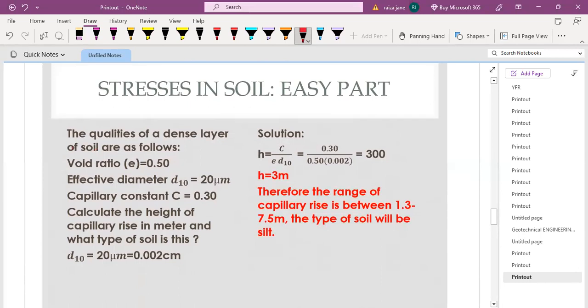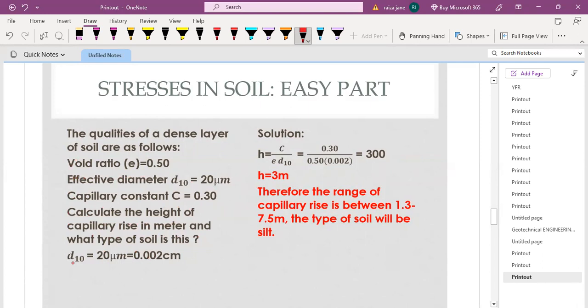So, in this situation, or the problem rather, the quantities of the dense layer of soil are as follows. We have given here the data: void ratio is equal to 0.50, the effective diameter D sub 10 is equal to 20 micrometer, capillary constant is equal to 0.30. Calculate the height of the capillary rise in meter, and what type of soil is this.